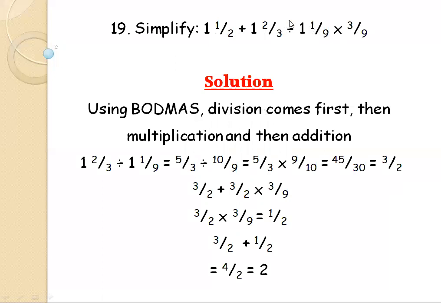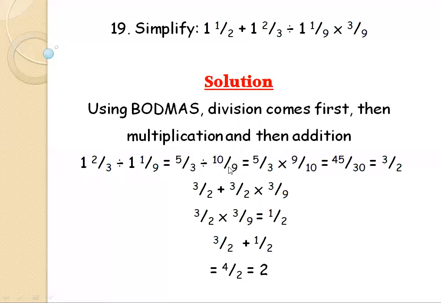Now come to this number. This is where the division sign is: 1 whole number 2 over 3 divided by 1 whole number 1 over 9. So I'm going to bring that out and solve this part first. I need to change these to improper fractions. 3 times 1 is 3, 3 plus 2 is 5, so this is 5 over 3. 9 times 1 is 9, 9 plus 1 is 10.